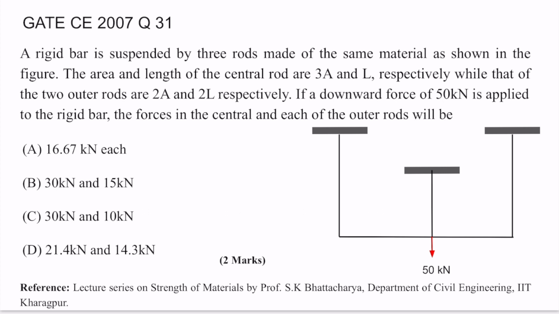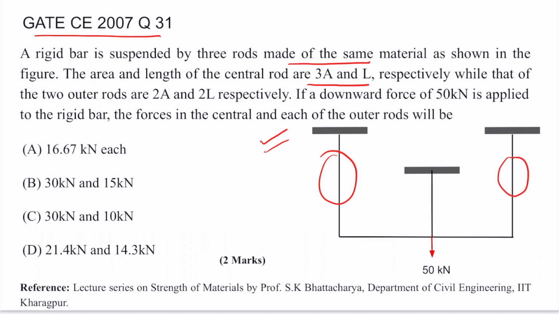Hello everyone, so today I'll be discussing question number 31 of GATE 2007. A rigid bar is suspended by 3 rods made of the same material as shown in this figure. The area and length of the central bar are 3A and L respectively, while that of the 2 outer rods are 2A and 2L respectively.